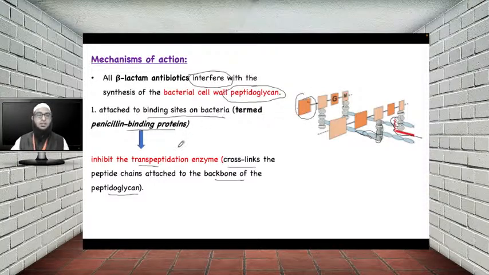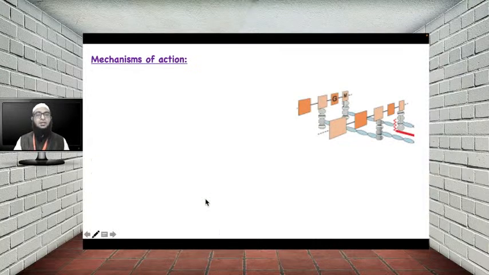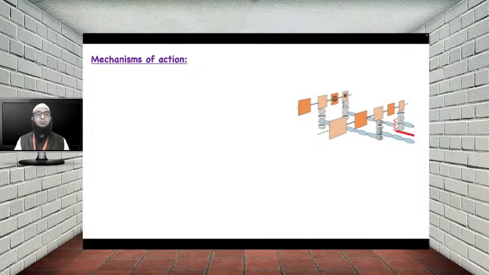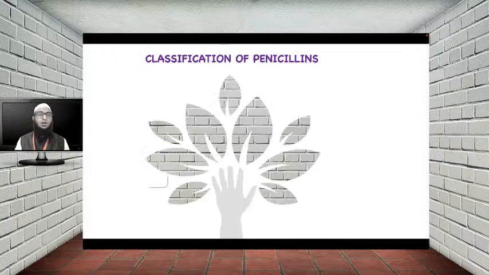Now if there is inhibition of the transpeptidase enzyme, there is no cross-linking of the peptide chain attached to the backbone of the peptidoglycan, and as a result of that, there is disruption of the cell wall. Okay, so the cell wall will be disrupted, and I'm sorry that is not seen in the slide. There will be lysis of the cell wall, and it inhibits the growth of the bacteria. Okay, so this is the mechanism of action of the penicillin.